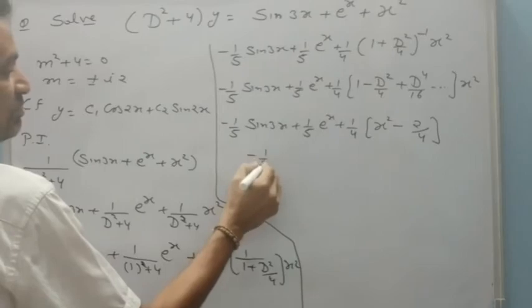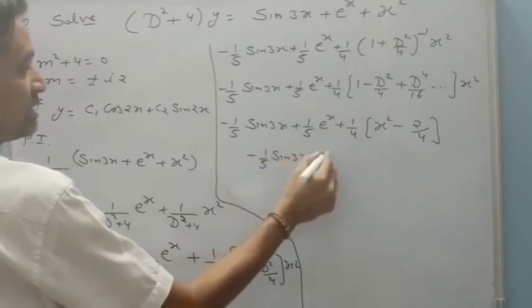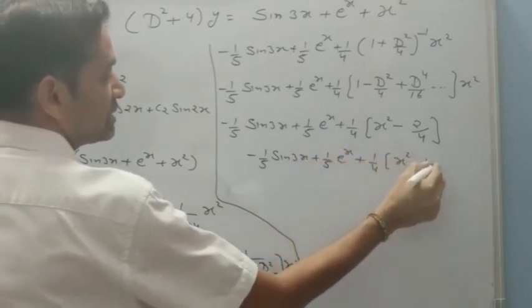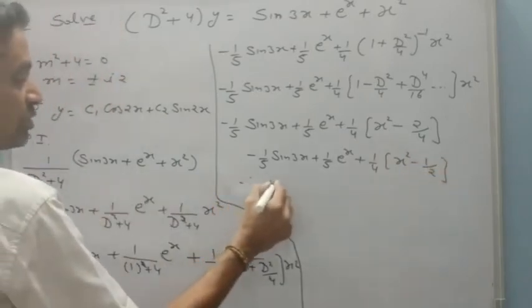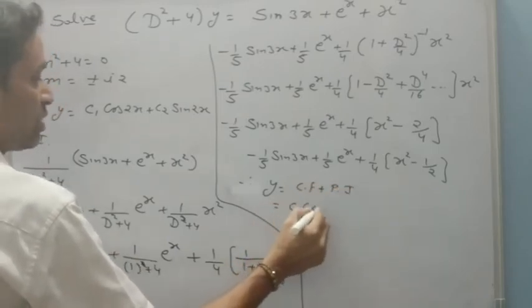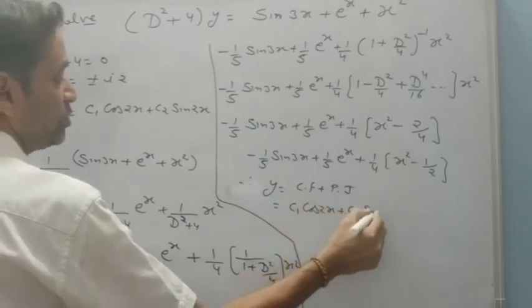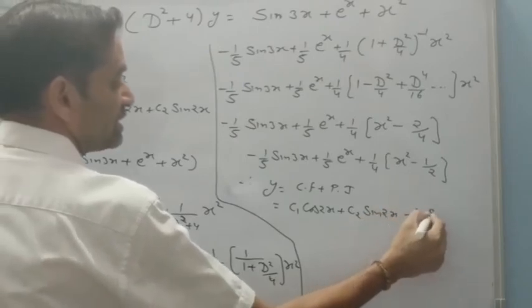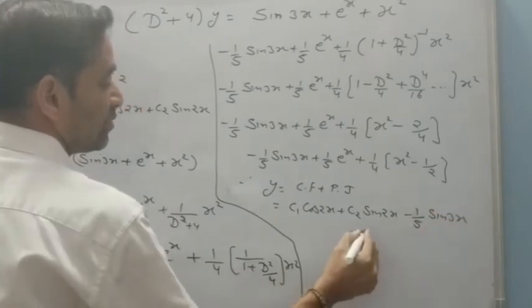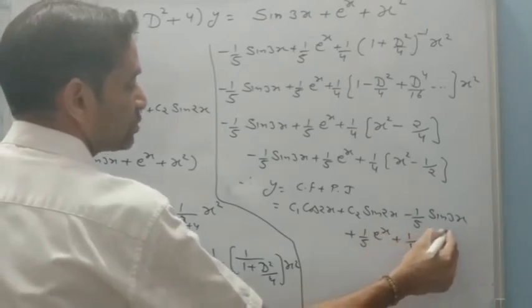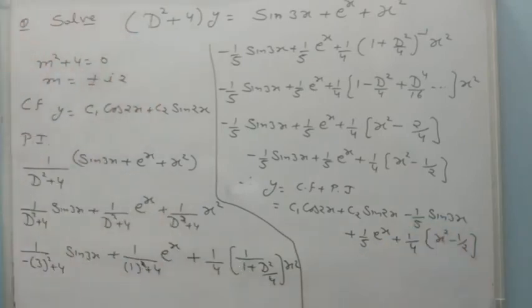This is minus 1 by 5 sin 3x plus 1 by 5 e to the power x plus 1 by 4 x square minus 1 by 2. Therefore, the complete solution y equals CF plus PI, or it will be c1 cos 2x plus c2 sin 2x plus minus 1 by 5 sin 3x plus 1 by 5 e to the power x plus 1 by 4 x square minus 1 by 2. This is the required solution of the given equation.